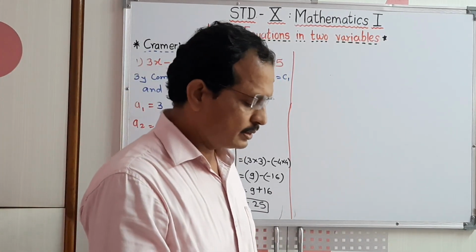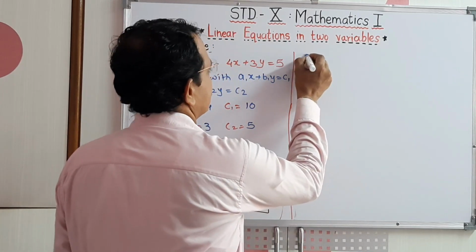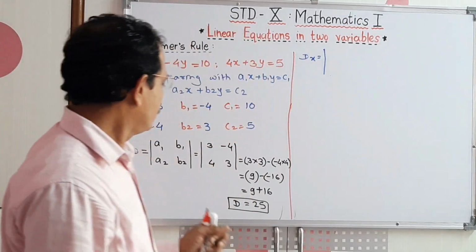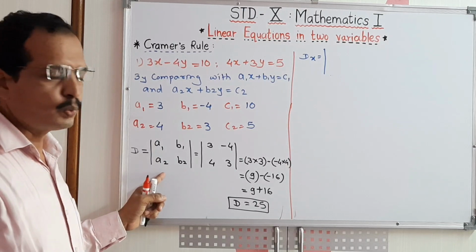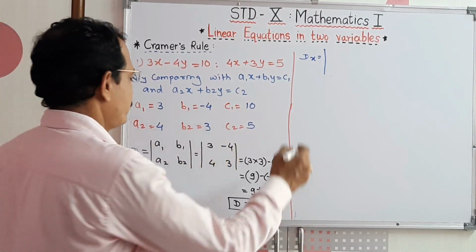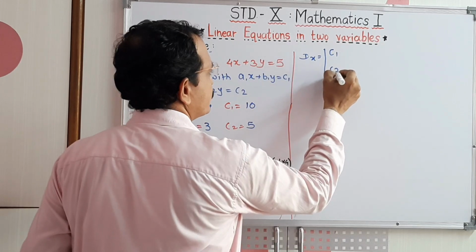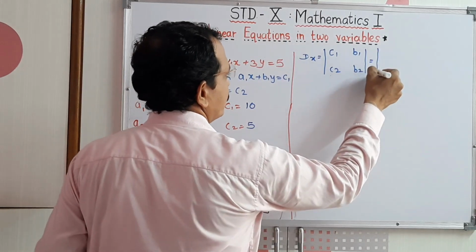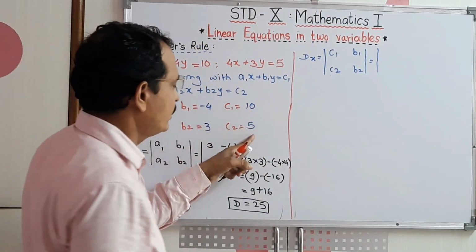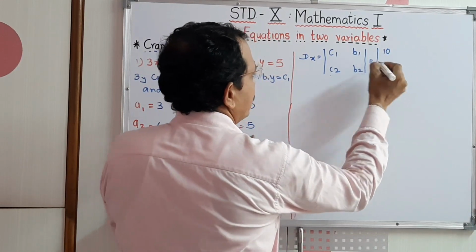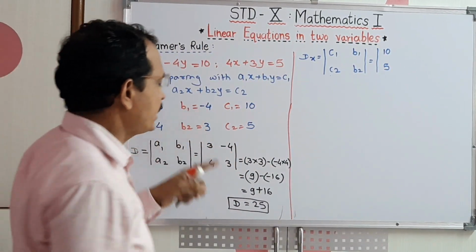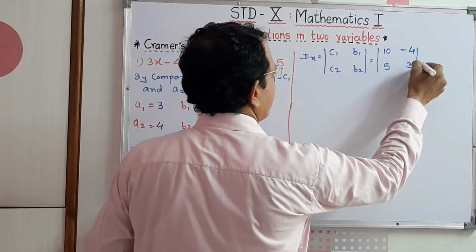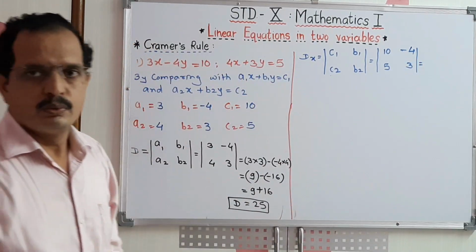Now let's start with Dx. Dx is equal to, I told you that we have to replace this a1, a2 with c1, c2. Therefore we have to write here c1, c2 and here b1, b2 as it is. Now what is c1, c2? 10, 5. What is b1, b2? Minus 4 and 3.